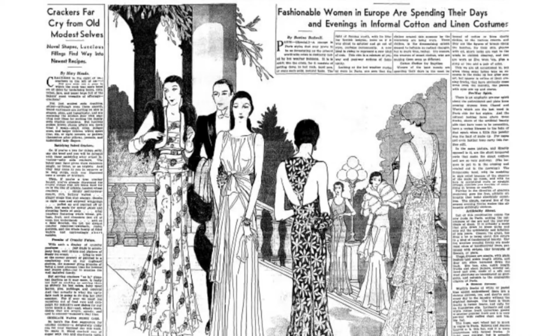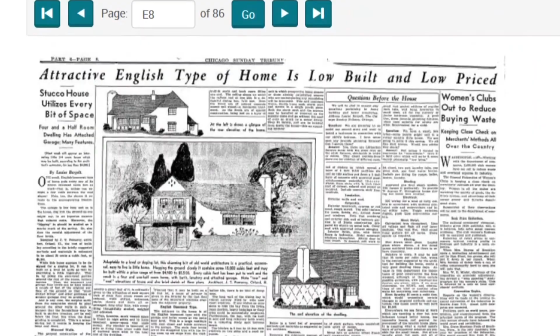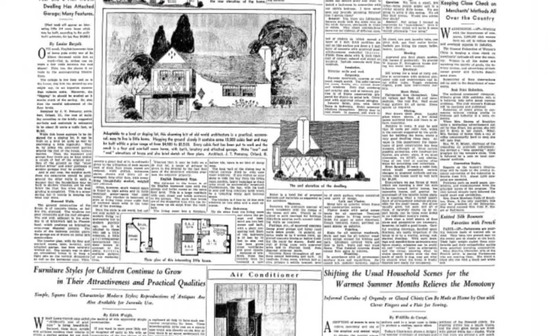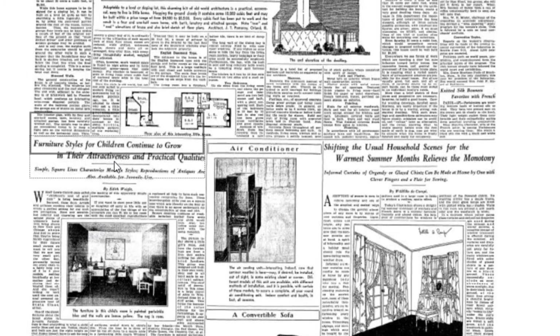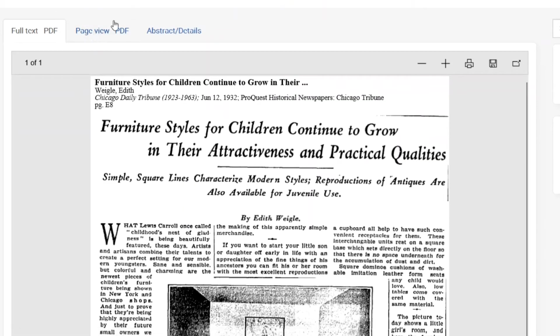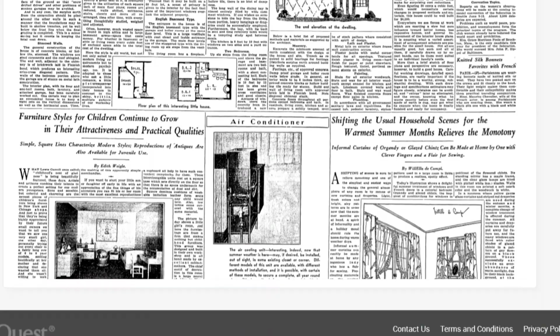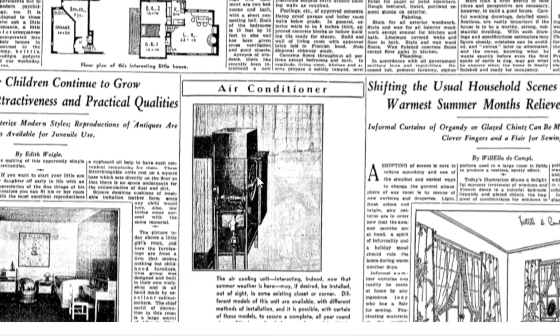You can also often find great examples of fashion from the time period, or we can also find what people might want their homes to look like. So we've got articles about homes, furniture styles, and even appliances. So like here, even back in 1932, they're looking at air conditioners.